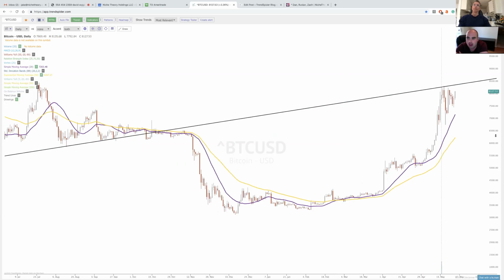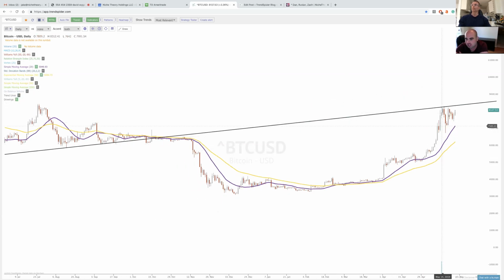But for me, this just looks like it's coiling and ready to absolutely rip. So if I were to guess, I'd say we're at 9,000 by the end of the weekend. That's a bold statement, but there's just a ton of momentum.